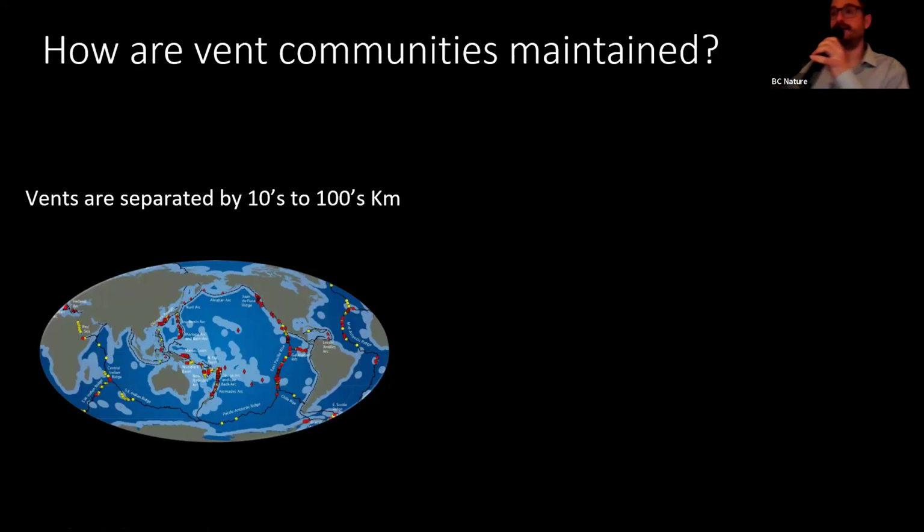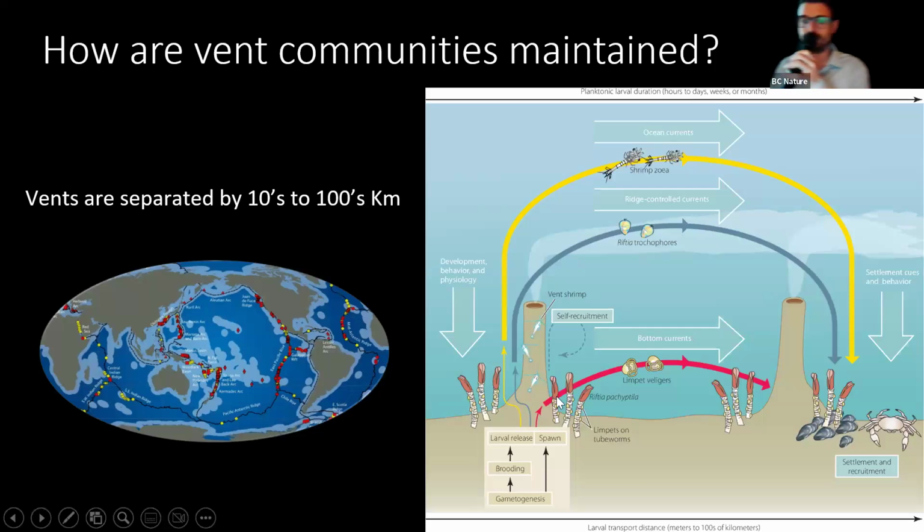So the way these animals disperse through these communities is during the larvae stage. Basically, adults of animals produce a considerable amount of larvae that are released into the water column, and then these larvae, using different currents, disperse until they find another hydrothermal vent, and then they settle and start a new community there. So that's the way these animals disperse.